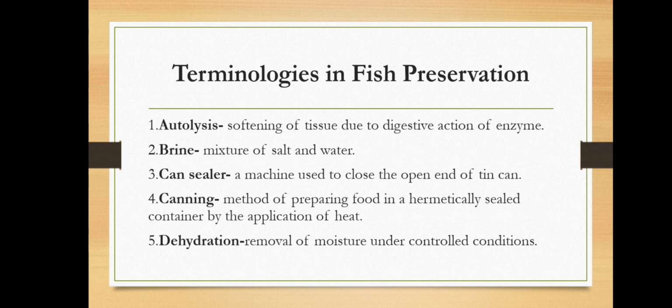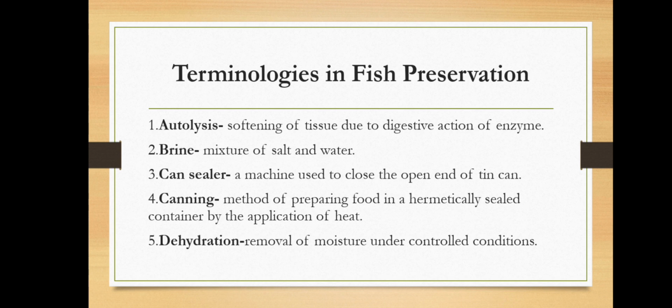Next is brine. In fish preservation, brine is commonly used as a solution to soak or immerse fish. The salt in the brine helps to preserve the fish by drawing out moisture and inhibiting the growth of spoilage-causing microorganisms.